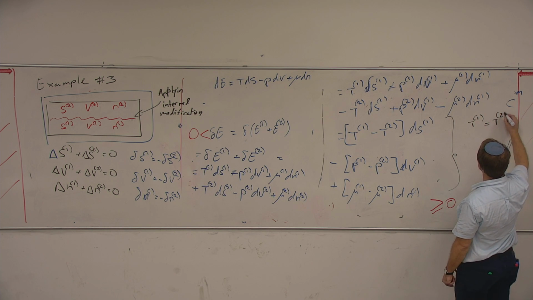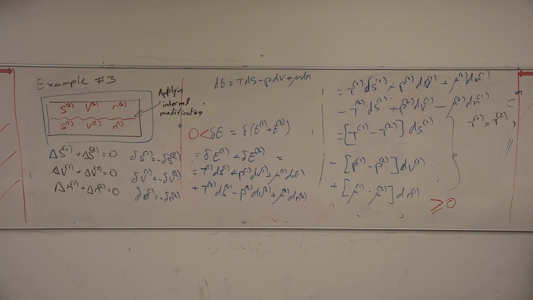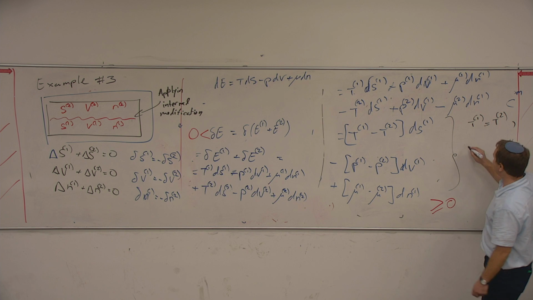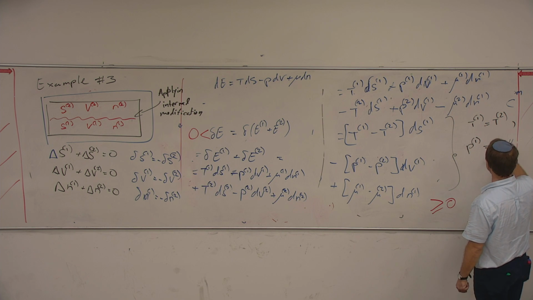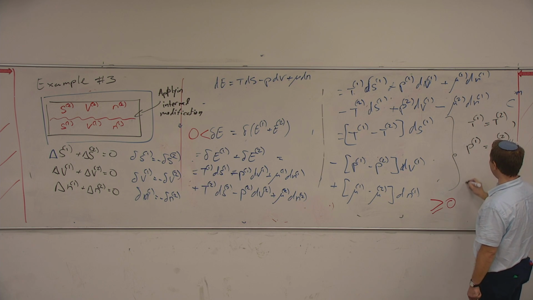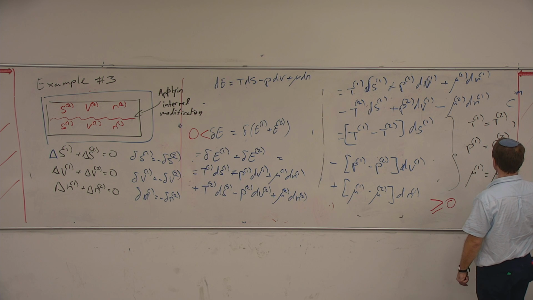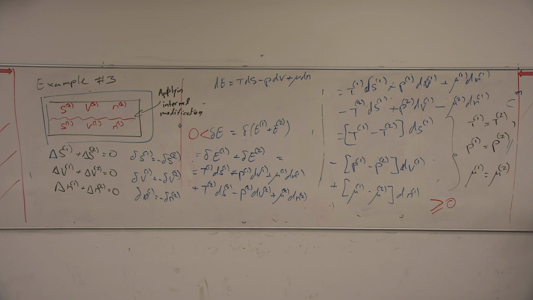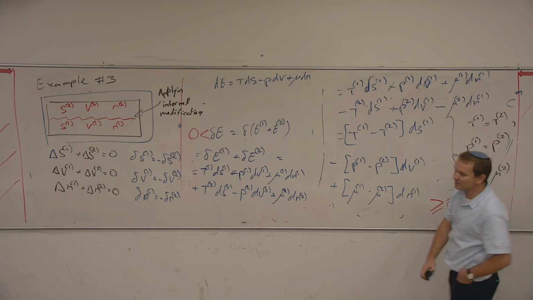T1 equals T2. But we already saw that, right? Two systems in equilibrium, the temperatures have to be exactly the same. But this goes on. P1 equals P2. Mu1 equals mu2. And this is a general principle.